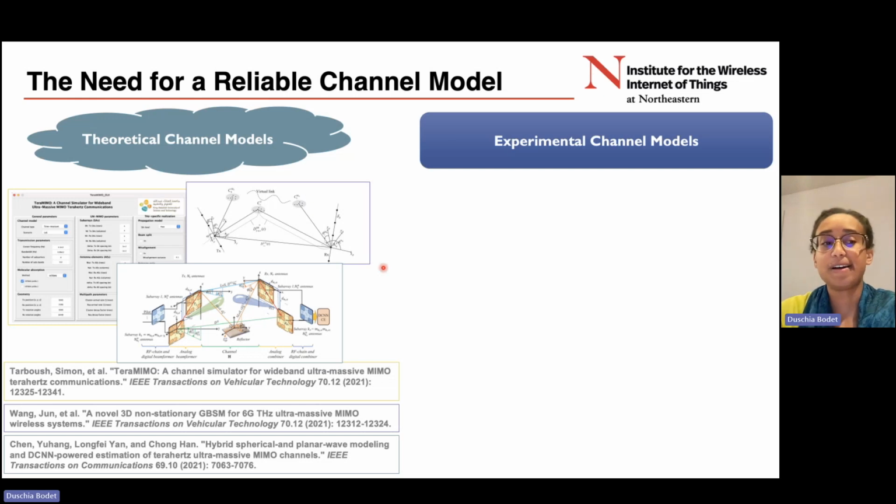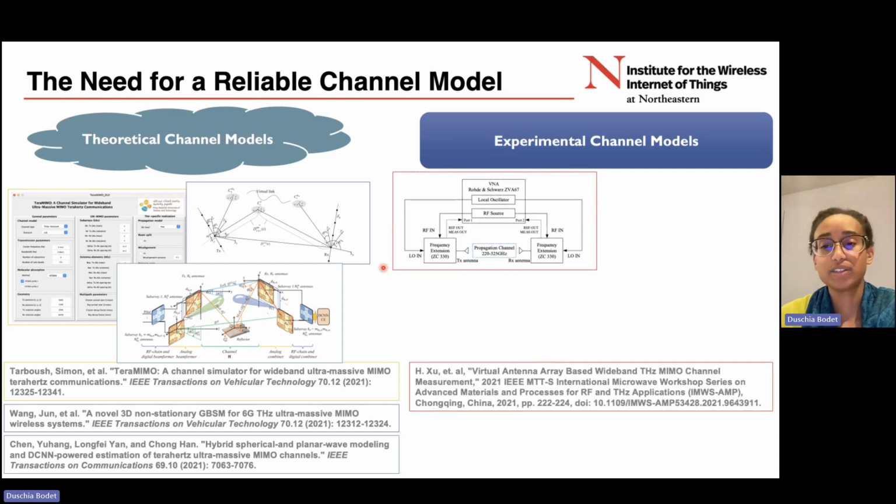MIMO channel. Of the few that have been presented, they fall into 2 categories. The first is the vector network analyzer based channel sounders, and these require a cable to connect the transmitter and the receiver, so that limits the distances that we can practically experiment with. And they are also unable to characterize time-varying broadband channels.